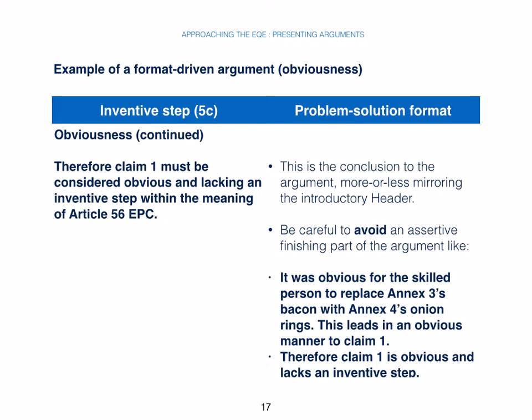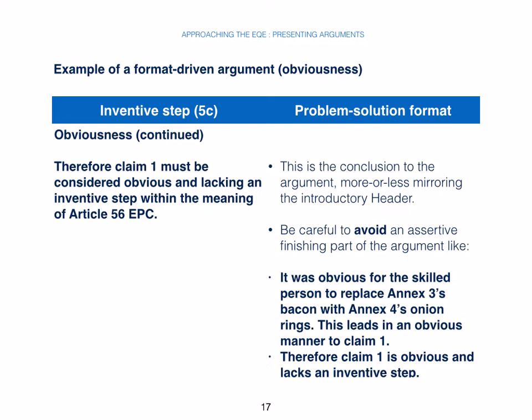Conclusion of the argument then is, therefore, Claim 1 must be considered obvious within the meaning of Article 56 EPC, or must be considered obvious and lacking an inventive step within the meaning of Article 56 EPC. This conclusion more or less mirrors the introductory header that we would have used, and I would like to warn you that you must at all costs avoid an assertive finishing part of the argument as follows.